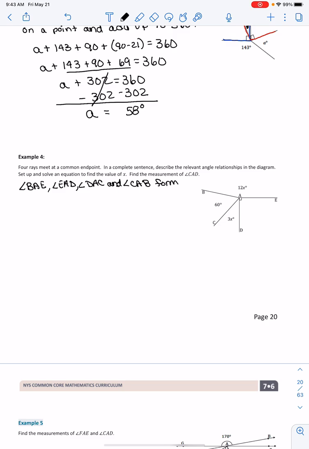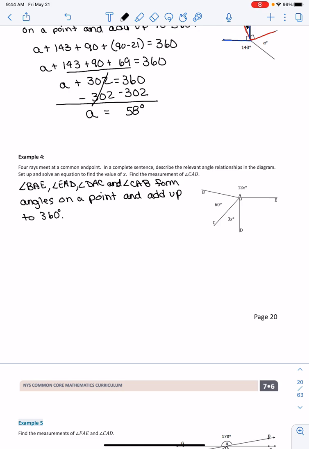form angles on a point and add up to 360 degrees.